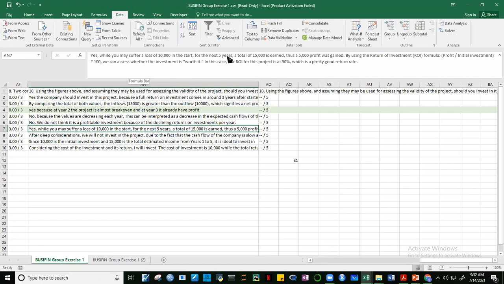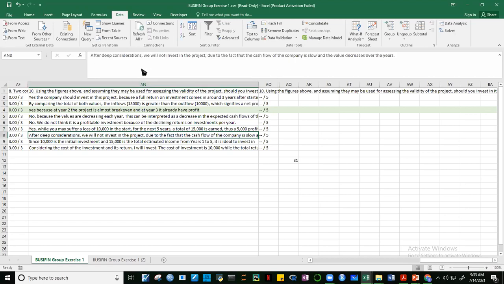So this is also reasonable, no? Kasi compare natin yung inflow na 15,000 versus the outflow na 10,000. Okay, so ang lamang ng inflow is 5,000. So that gives us an ROI of 5,000 over the initial investment of 10,000. So this is correct. 50% na ROI based on the formula. Okay? And then this one, after deep consideration, we will not invest in the project. Cash flow of the company is low. Okay, pareho din to na ibang grupo na sinasabi na we will not, no, this is not a good investment kasi cash flow is decreasing over time.